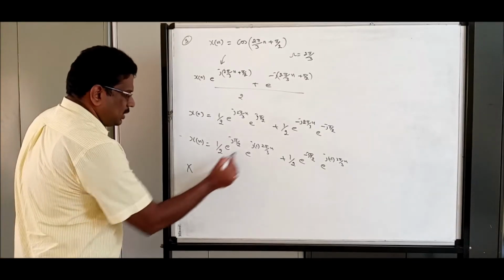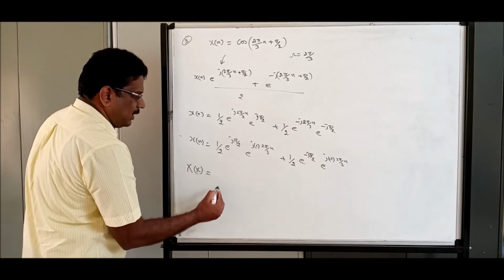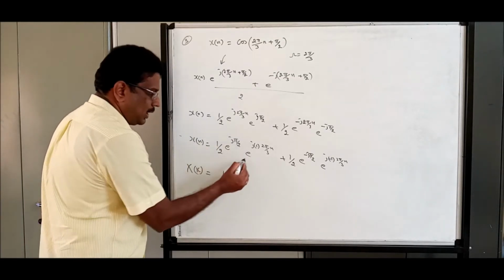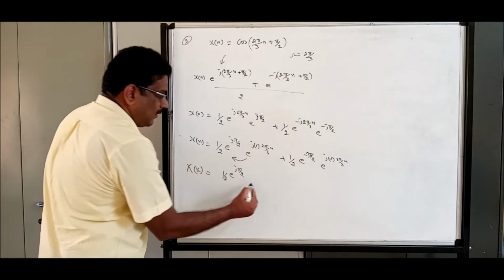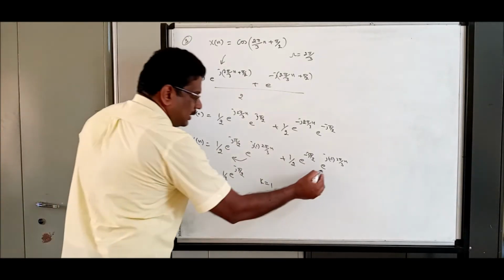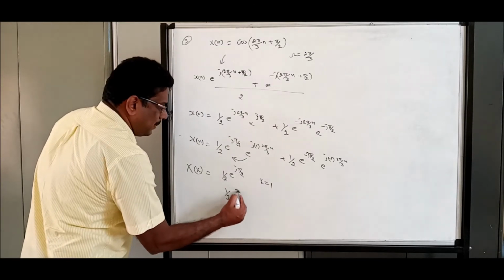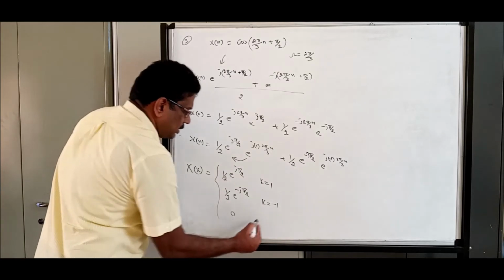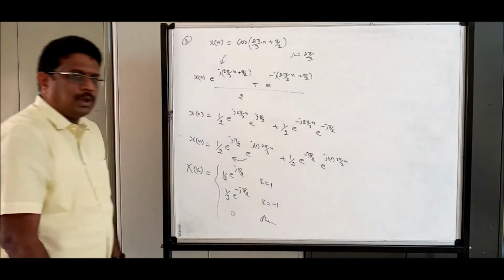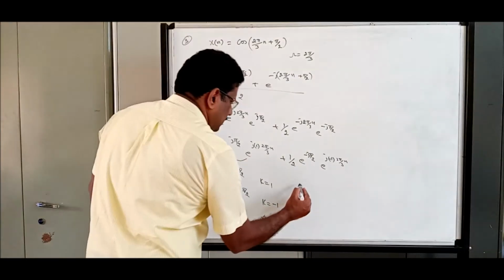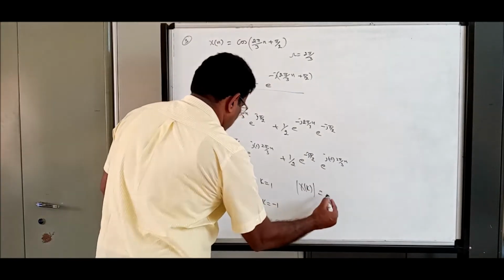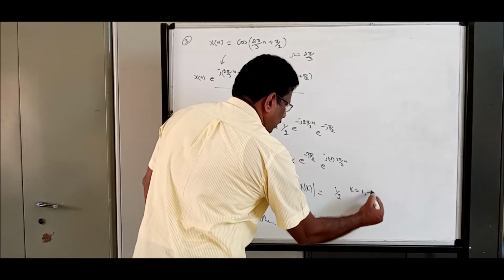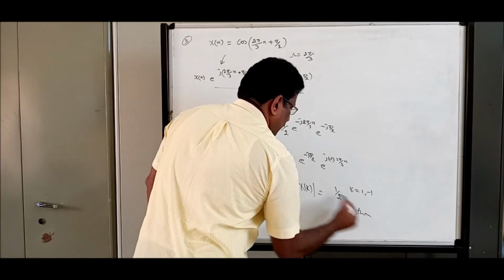Now we can do the conclusion. I will use the coefficient. Your x of k will be 1 by 2 e power j pi by 2. This is the coefficient when k equal to 1, and this is the coefficient 1 by 2 e power minus j pi by 2 when k equal to minus 1. 0 otherwise. Now if you want the magnitude, as usual, the same procedure. The magnitude of x of k, in both places the magnitude is directly visible, is nothing but 1 by 2 for k equal to 1 and minus 1, and 0 otherwise.